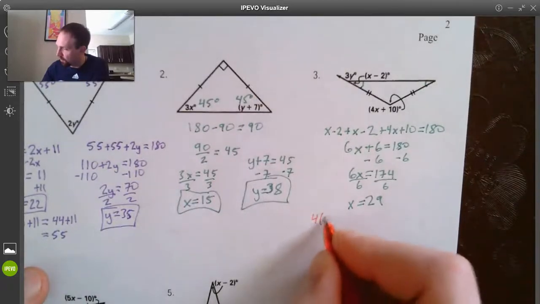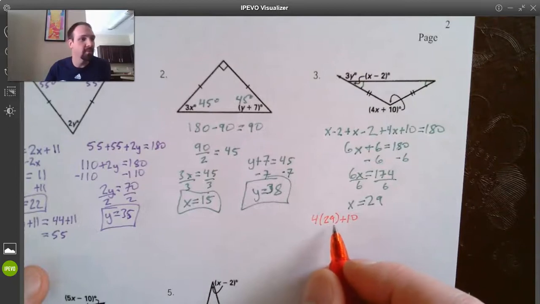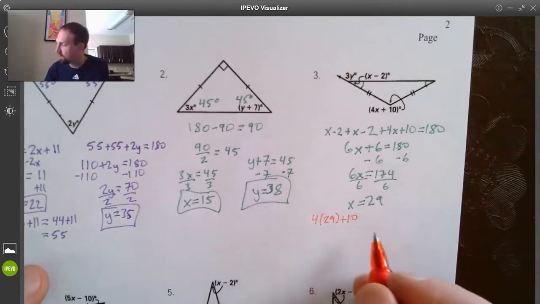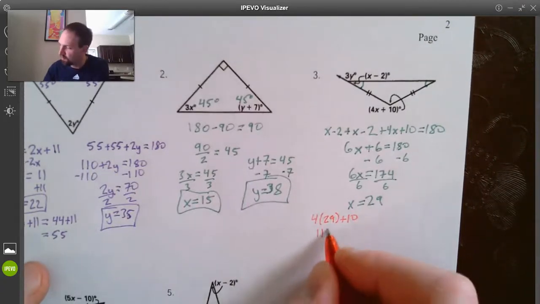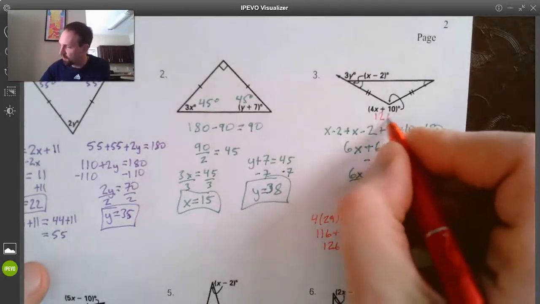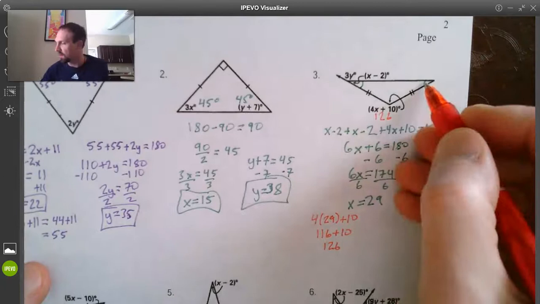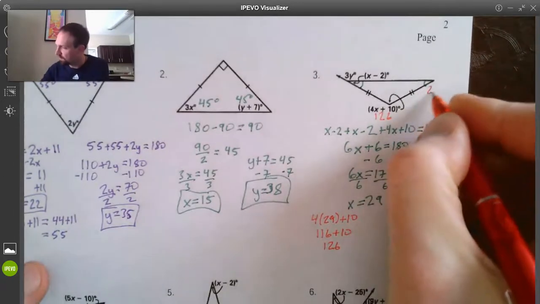So that gives me 4 times 29 plus 10. 4 times 29 is 116. Plus 10 is 126. So this is 126. This angle measurement here is x minus 2, so that's going to be 27.